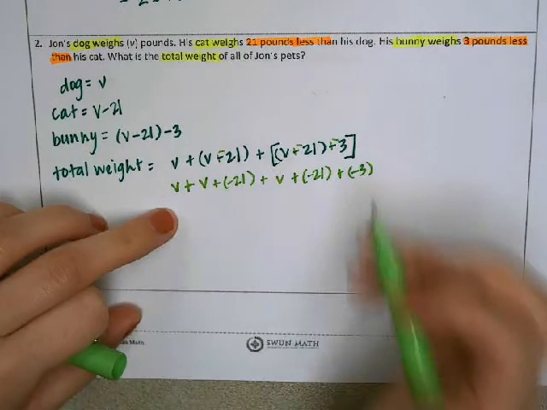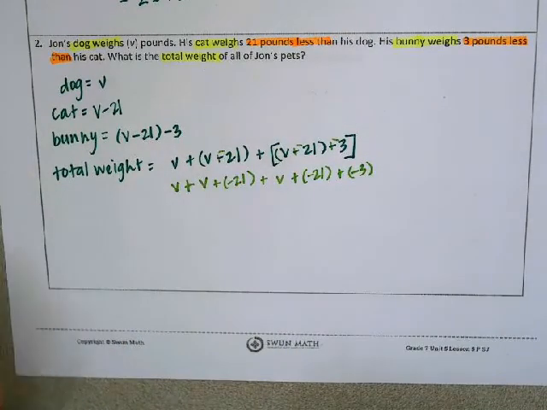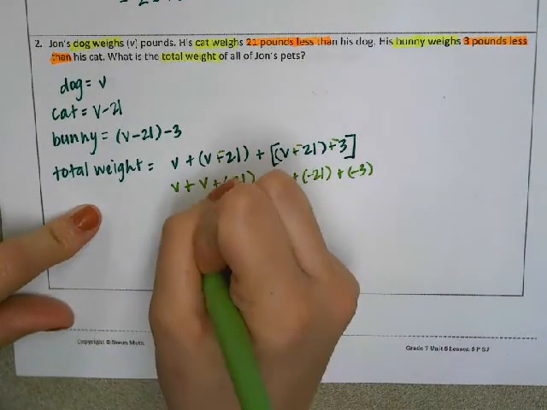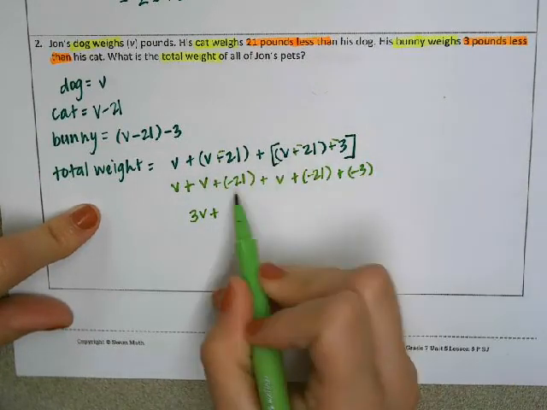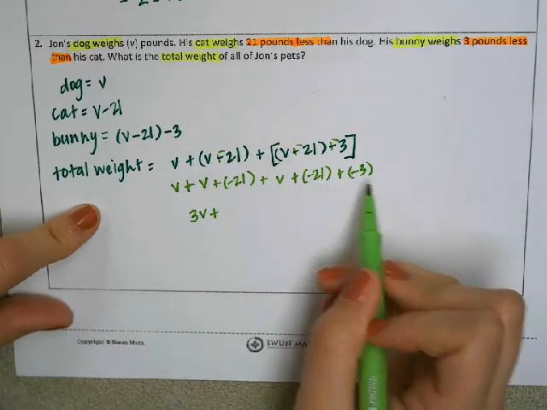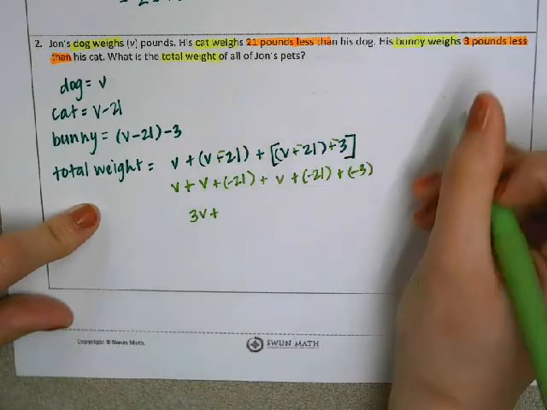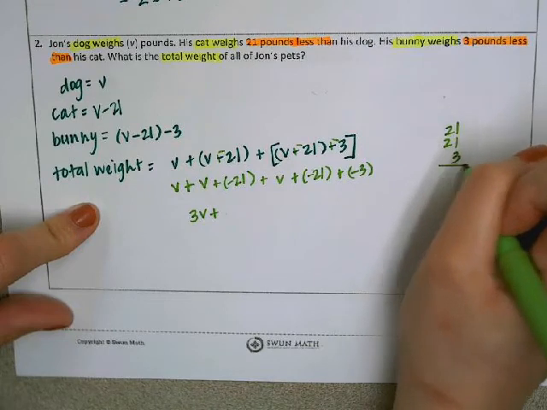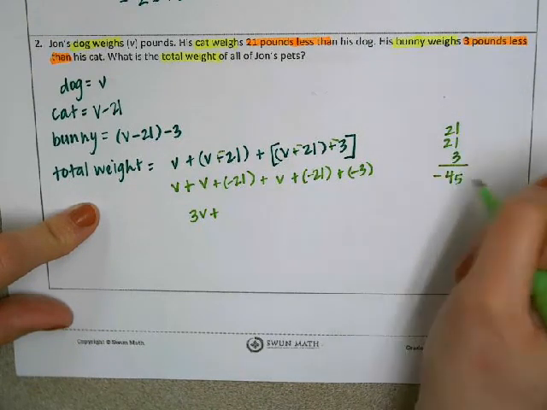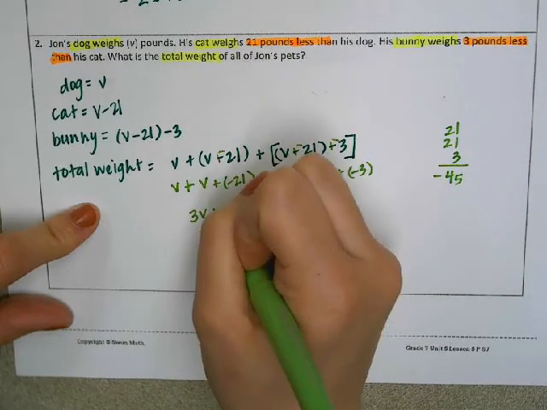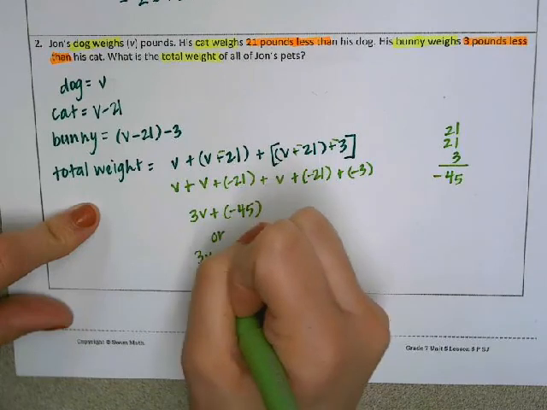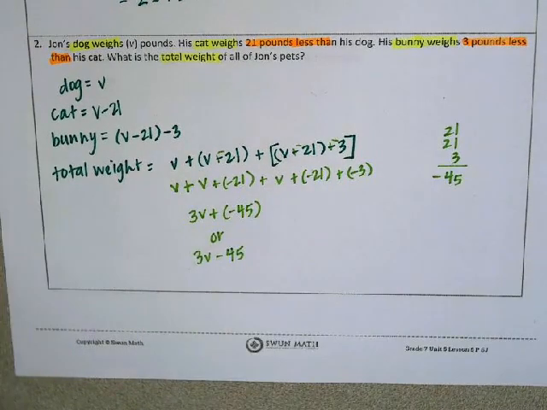Then I'm going to put all my V's together. We're going to combine like terms, what we learned in the very beginning of this unit. So put all my V's together. I have 1, 2, 3 V's. And I have negative 21 plus negative 21 plus negative 3, which equals, they all have the same sign. They're all negative, so 21 plus 21 plus 3 is 45, and it is negative. So plus a negative 45, or we can just write it as 3V minus 45. And that is our answer.